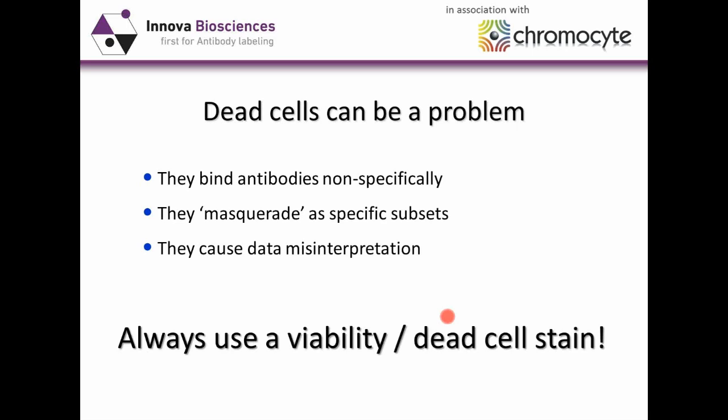Now, there is a tendency to think, well, I need more colours, and so I don't have the capacity to include a viability or dead cell stain. The problem is, if you don't include one, then you don't really have an experiment, in my opinion. There are plenty of viability dead cell stains out there now which can be put onto particular laser filter combinations in your instrument, so this is a key element of your experiment which you shouldn't forget.